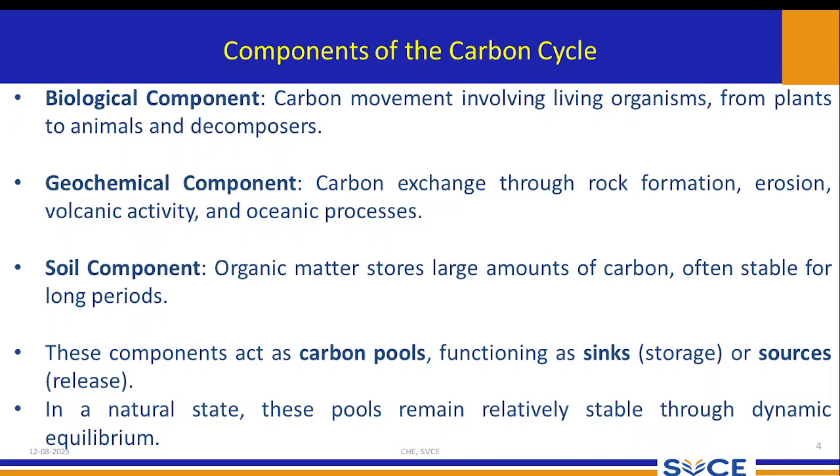Geochemical component: carbon exchange through rock formation, erosion, volcanic activity, and oceanic processes. Let's say the carbonate in the rock is converted to carbon dioxide. So this is also a natural one. Soil component: organic matter stores large amounts of carbon, often stable for long periods. So this all is a natural cycle.